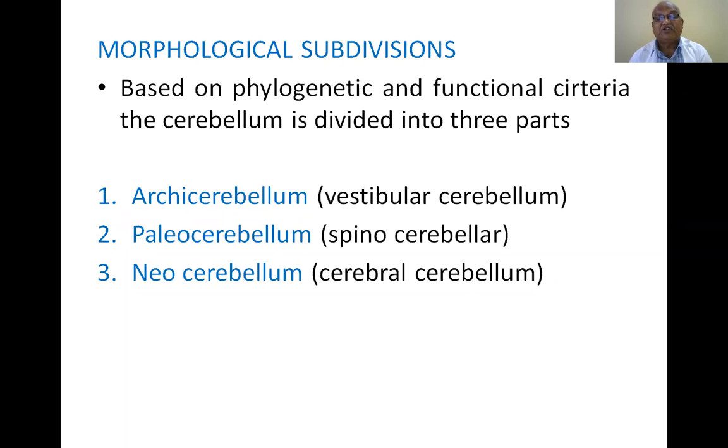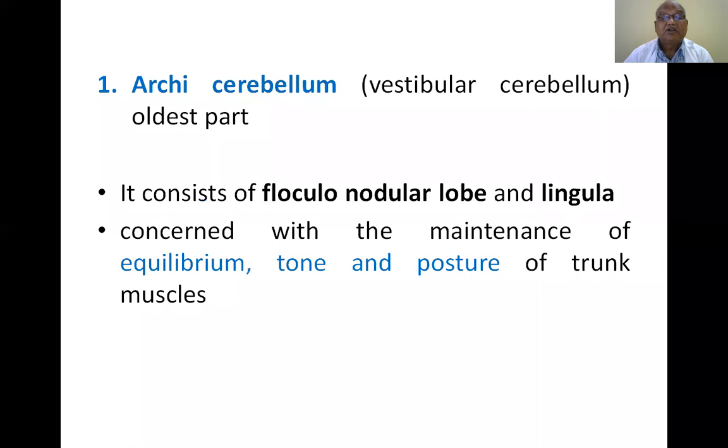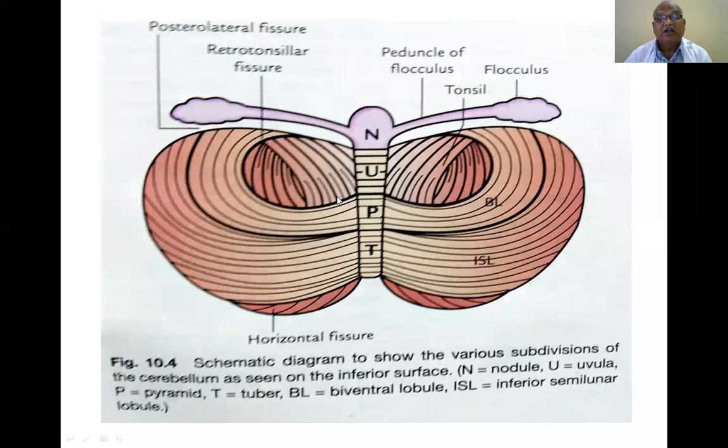So depending on phylogenetic and functional criteria, the cerebellum is divided into three parts: archicerebellum, paleocerebellum, and neocerebellum. Archicerebellum, vestibular cerebellum; paleocerebellum, spinocerebellar; and neocerebellum, cerebral cerebellum, which is connected with the cerebrum. So these are the subdivisions. Now the archicerebellum, the vestibular cerebellum, is the oldest part. It consists of the flocculonodular lobe and the lingula.